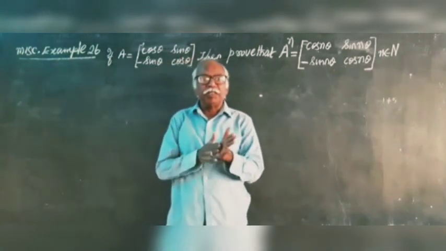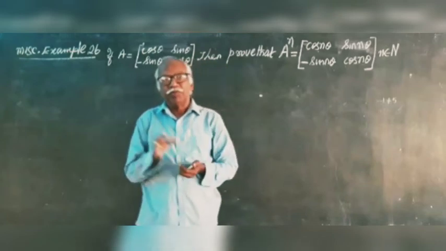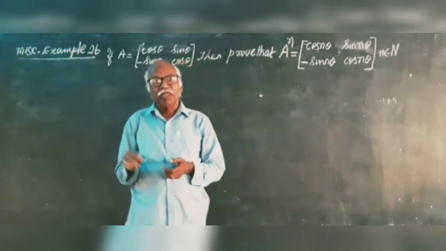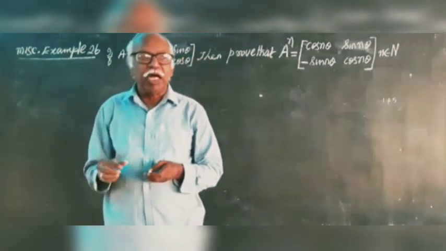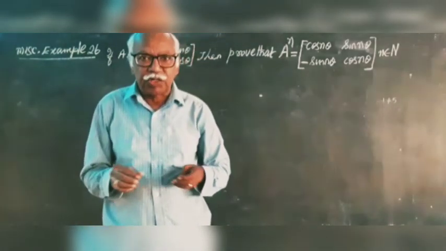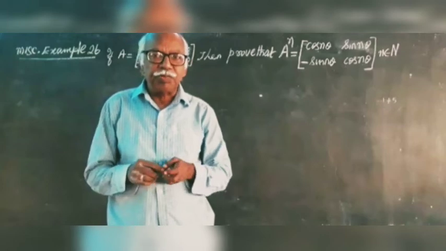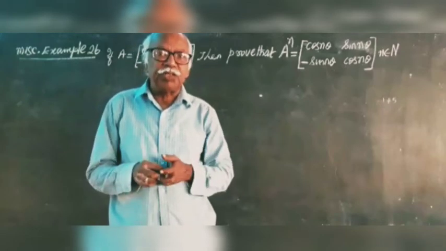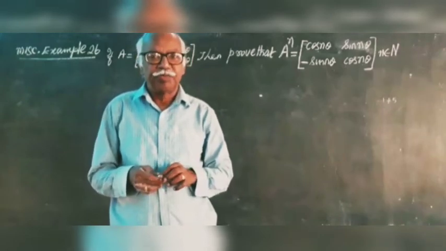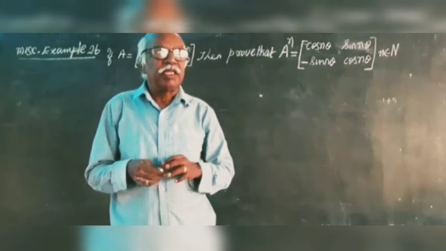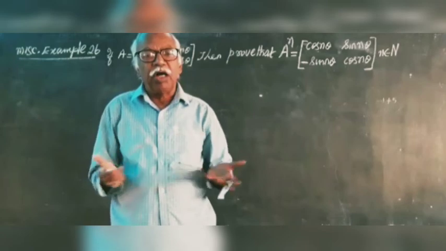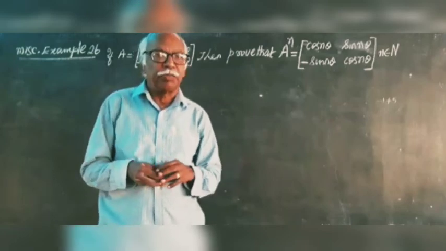The principle of mathematical induction involves 3 steps. First, prove the statement is true for n equal to 1. After proving n equal to 1, assume the statement is true for n equal to k. Then prove the statement is true for n equal to k plus 1. After that, we can conclude that the statement is true for all values of n belongs to natural number.